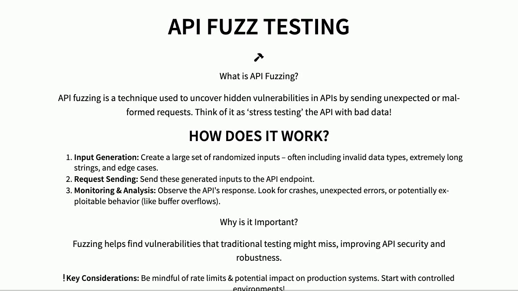Okay, let's talk about API fuzzing. It's a really powerful technique for making sure your API is secure and reliable. Essentially, we're throwing unexpected data at them to see how they react. It's like giving the API a good shake to find any weaknesses. We generate a bunch of random inputs, things that aren't normally sent or might even be invalid, and then send those requests to the API endpoint. Then, we carefully monitor what happens and look for signs of problems, like crashes or unexpected errors. It's a great way to uncover vulnerabilities you wouldn't find with standard testing. Just remember to start in controlled environments and be aware of any rate limits.